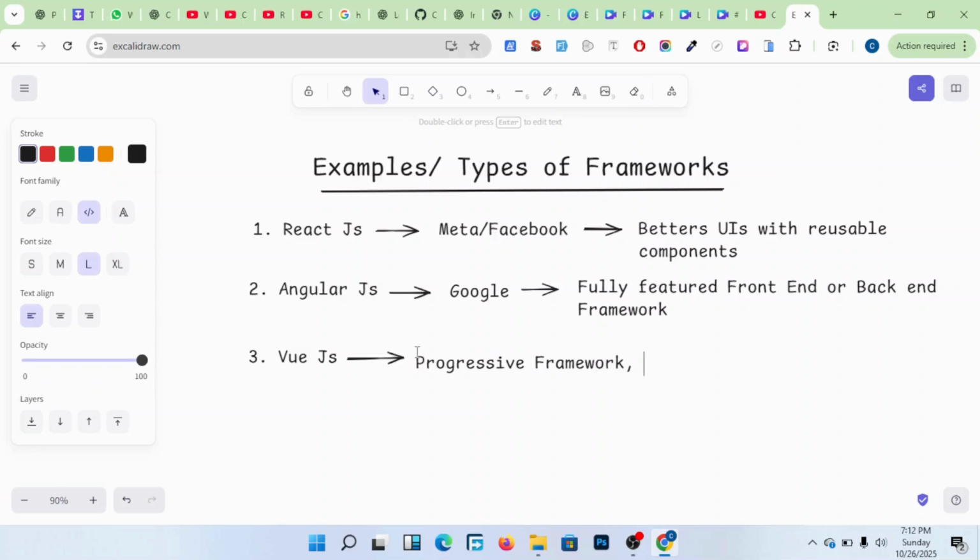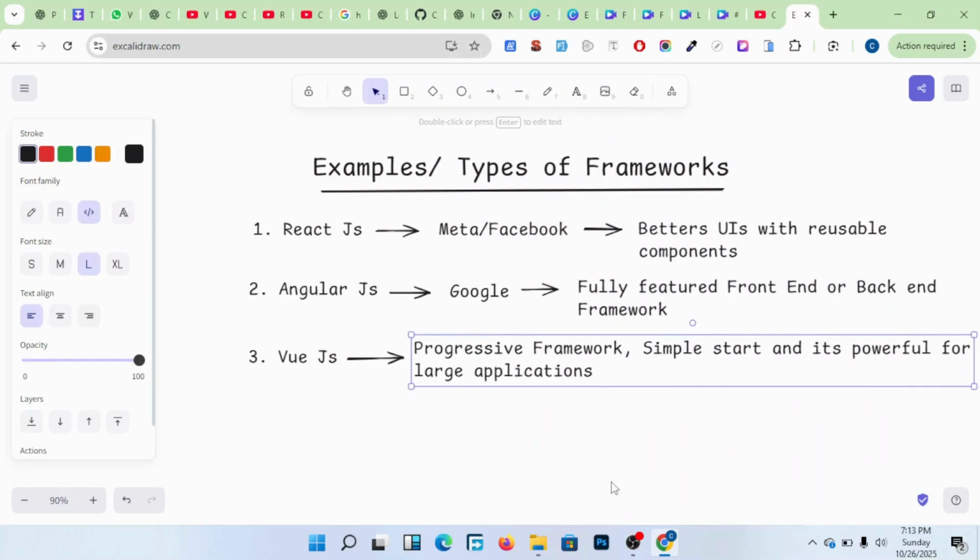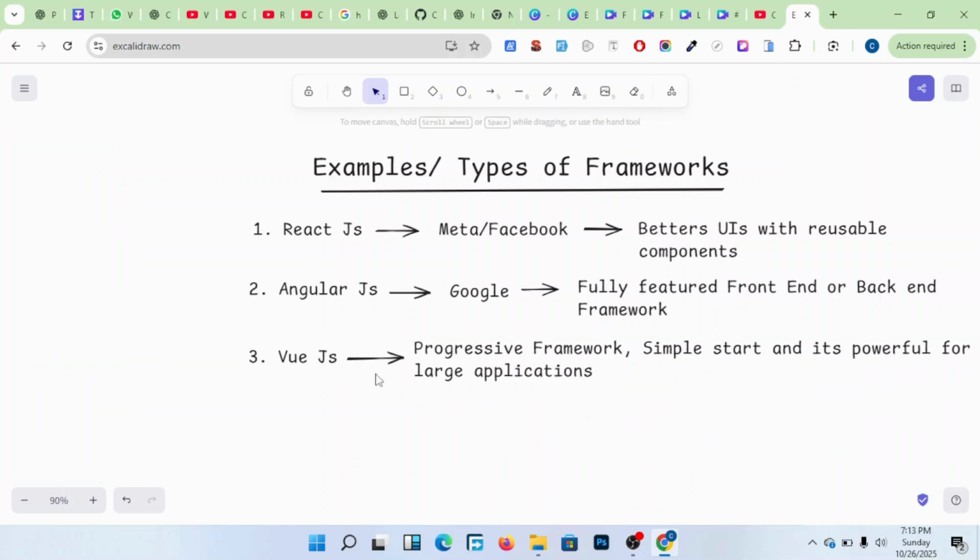This one is simple to start, and it's powerful for large applications. Okay. So this is Vue JS, another framework for JavaScript. Okay, so we have another one.